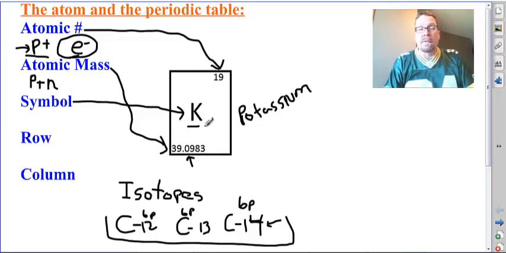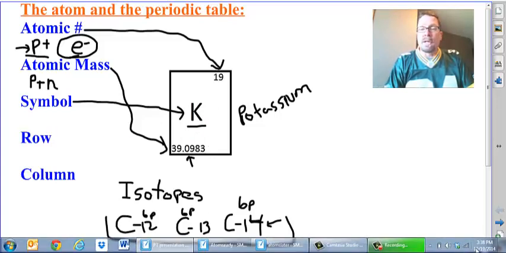There are some, like potassium, that still use the old Latin. Sodium is another one. Sodium is Na for natrum. Lead is Pb for plumbum. Gold is Au for aurum, but that gives you the idea. And the more you use it, the more you get used to it.